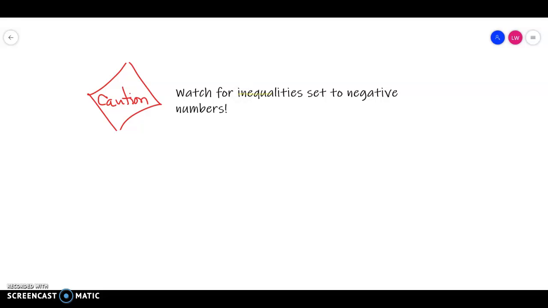We want to watch for inequalities. Wow, that's pretty weak, isn't it? There we go. Look out for inequalities that are set to negative numbers.